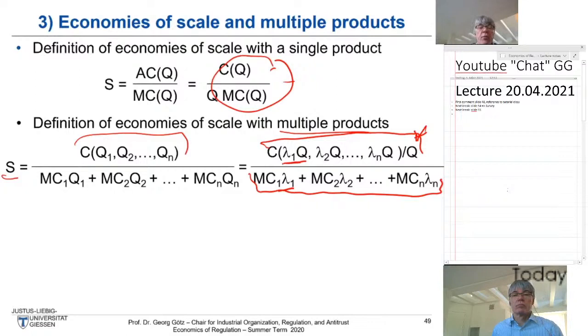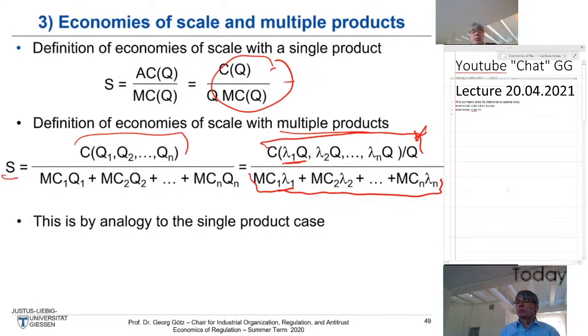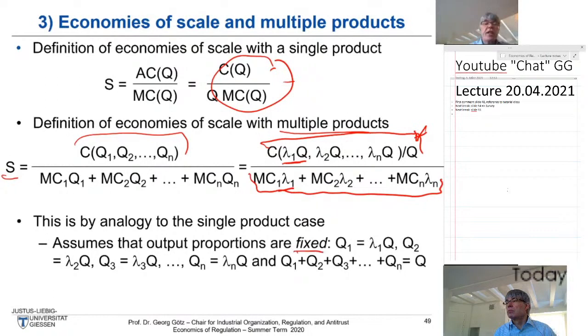This is completely analogous to the single product case. And of course, that's what I stress frequently: we keep the proportions, we keep the output proportions fixed. And we can now simply derive the ray average cost.